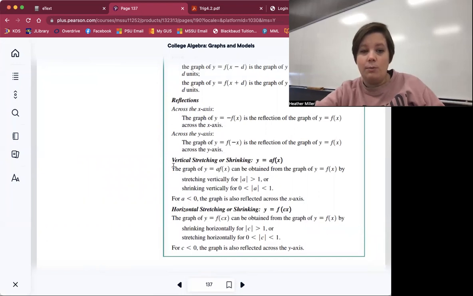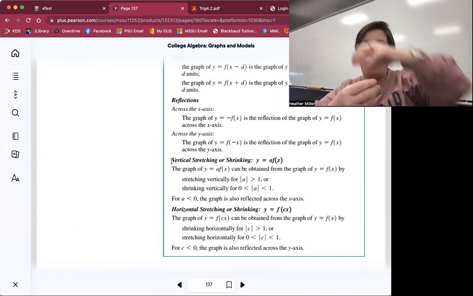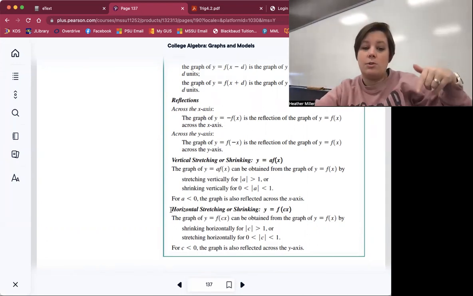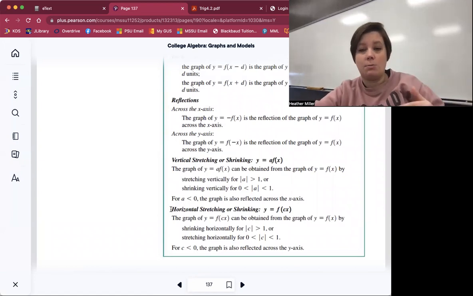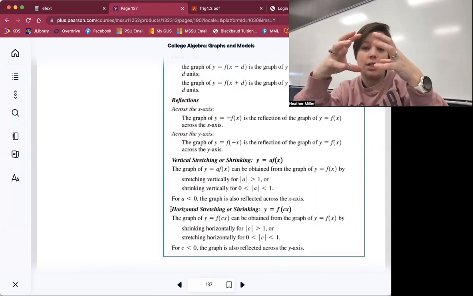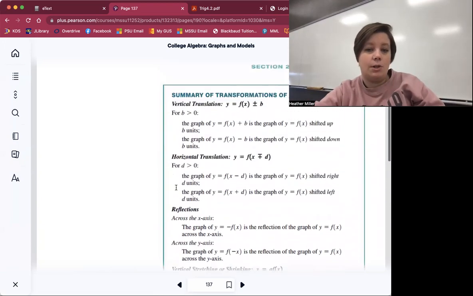So in 4.1, we did vertical stretching and shrinking, which affected the amplitude and how high up our graph went or how much it got smushed down. And we also did horizontal stretching or shrinking, and that affected the period of our graph and how much horizontally it got stretched out or shrunken in. And so today we're going to spend 4.2 talking about vertical and horizontal translations.